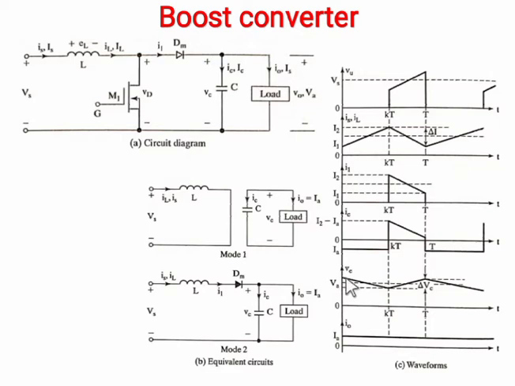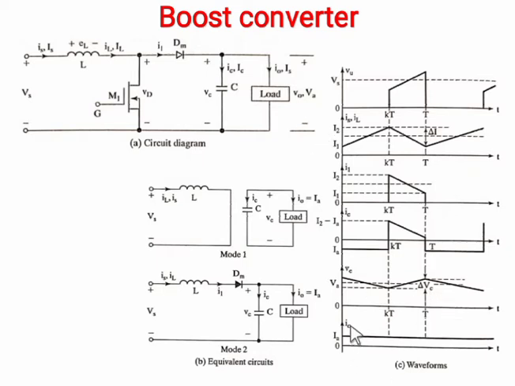So during turn off time, the capacitor voltage discharges and decreases. When switch S is turned off, the input energy is transferred to the load, so it increases linearly from this point to this. So this is the difference in the capacitance voltage. This delta VC is known as the ripple in the capacitance voltage.